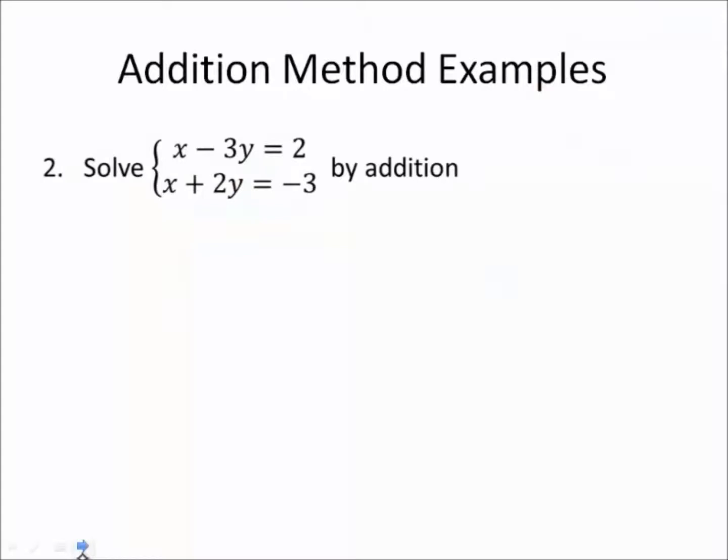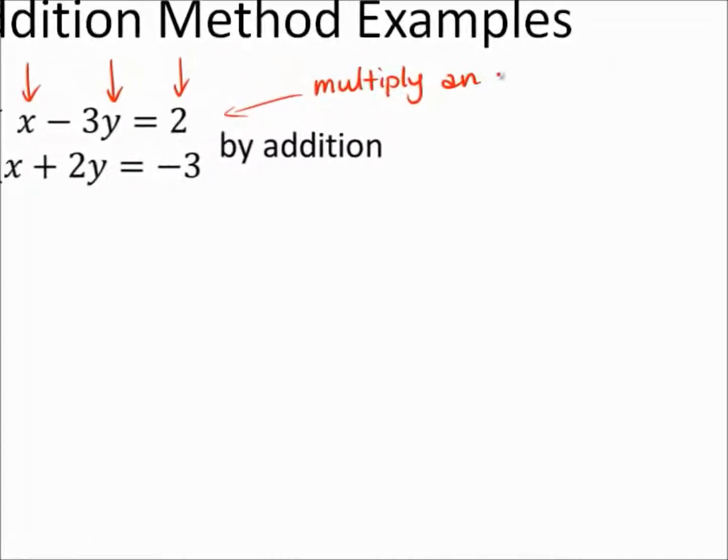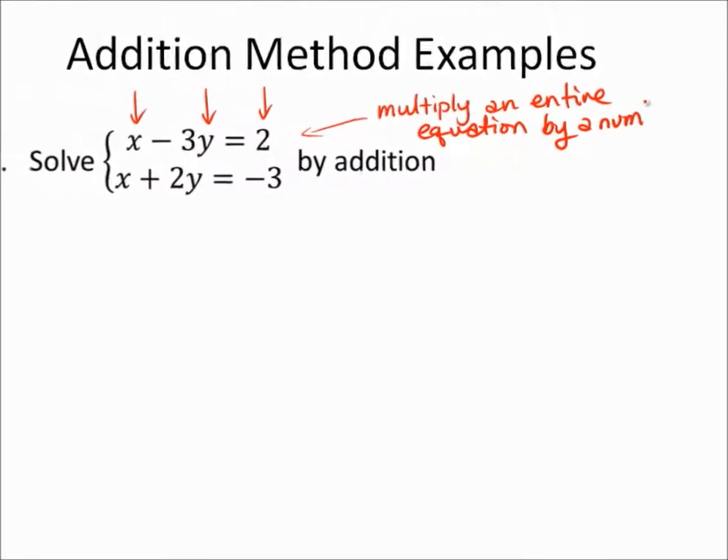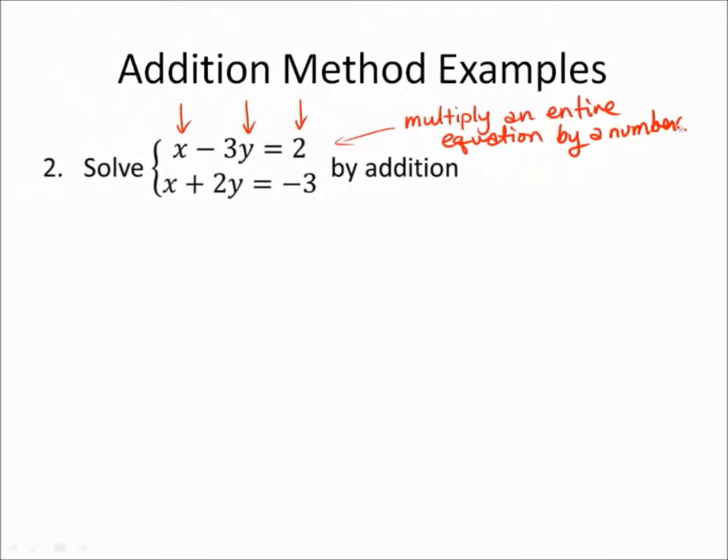The first example lined up very nicely. How does this one line up? Well, our x's, y's, and numbers are lined up. That's great. However, if we added, none of these would disappear. But remember that you can take any equation and you can always multiply an entire equation by any number that you like. So that is something we can do.